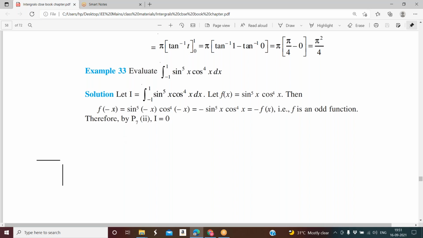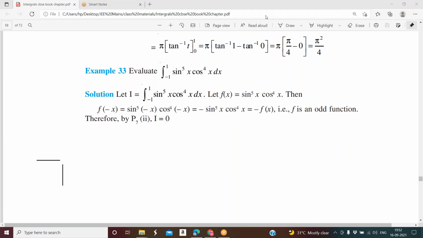For that, we have to replace x by minus x. So what you'll get? Sine to the power 5 of minus x, cos to the power 4 of minus x. Sine power 5 of minus x is minus sine power 5x. Cos power 4 of minus x is cos power 4x, because cos of minus theta is cos theta and sin of minus theta is minus sin. So this is actually minus sin to the power 5 cos to the power 4, which is f of x, so minus f of x.